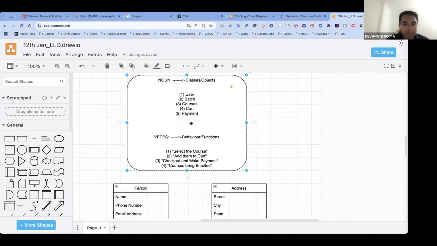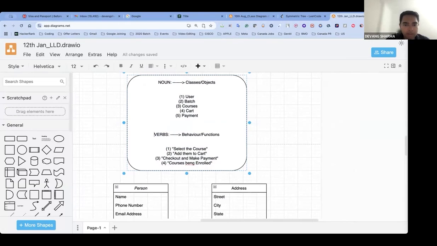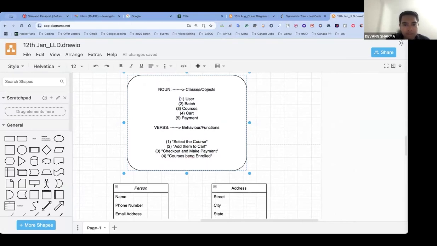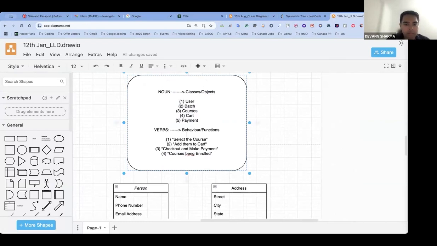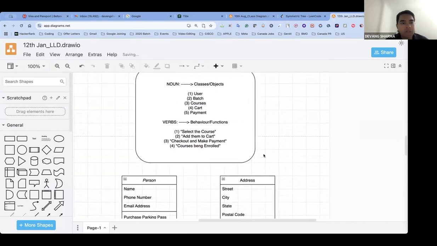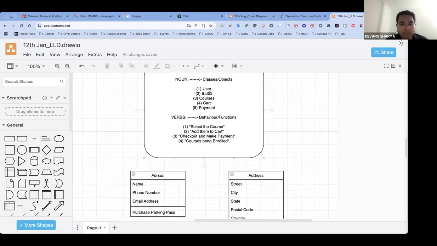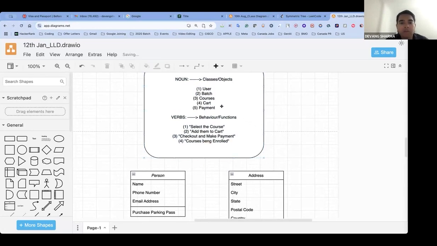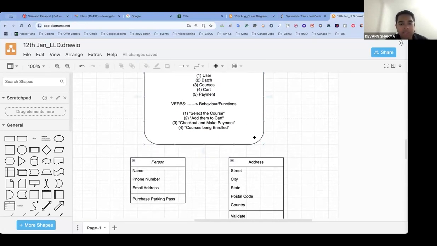I have my nouns, which I need to map to classes. If I can edit this, this is fine. So I would have my nouns, which are classes and objects. We have 1, 2, 3, 4, 5 classes. Okay, that's fine. We have different nouns, or these are the classes: user, badge, courses, cart, and payment. And these are the verbs that I want.